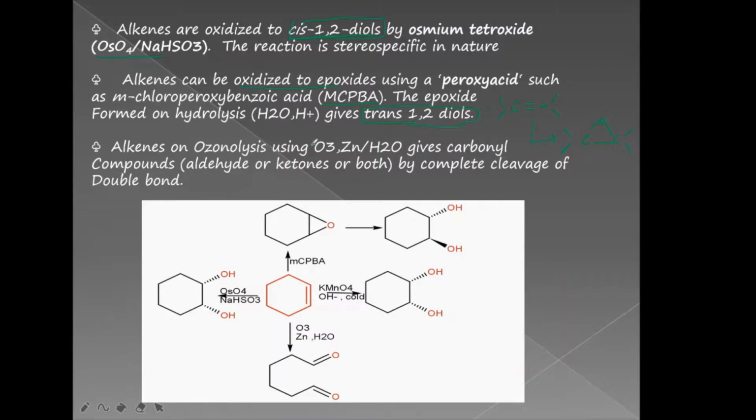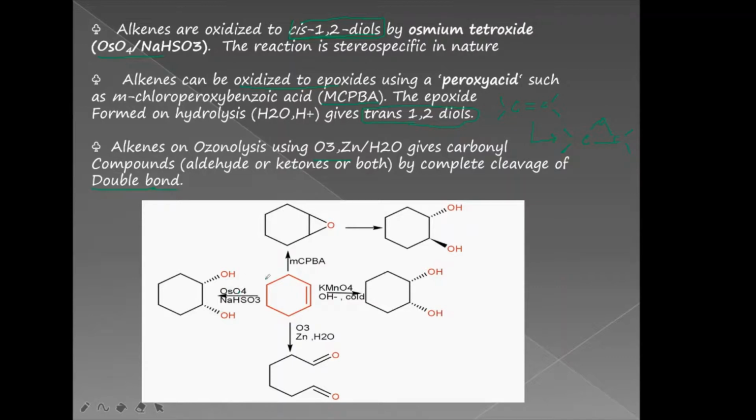Another oxidation is ozonolysis. The previous reagents, along with alkaline KMnO4, will not break the carbon-carbon bond. But ozonolysis is also an oxidation which makes complete cleavage of the double bond. So the products you will get are carbonyl compounds. It may be aldehydes or ketones, or you can get both.